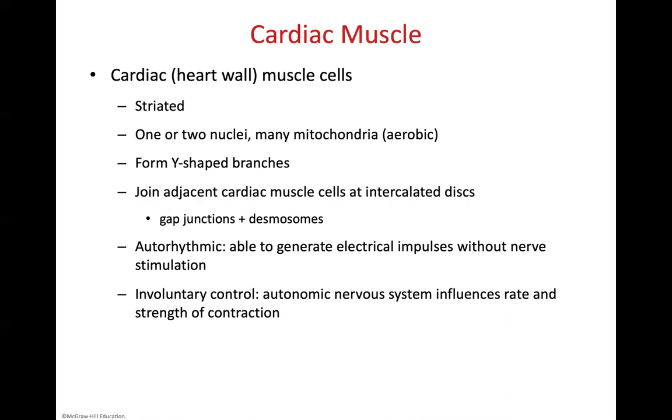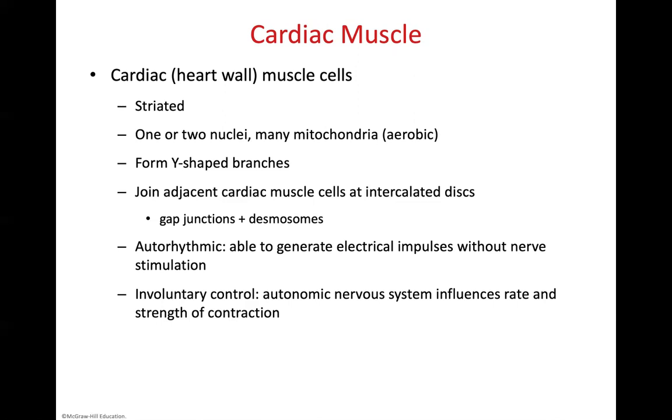The cells are branched. They're forming these Y-shaped branches that form multiple attachments to other cardiac muscle cells. So there's going to be a lot of interconnectedness between cardiac muscle cells. Another feature that allows for this interconnectedness are these intercalated discs that join adjacent cardiac muscle cells. So these structures attach adjacent cells. When the muscle contracts, cells would otherwise pull away from each other, but the intercalated discs hold them together.